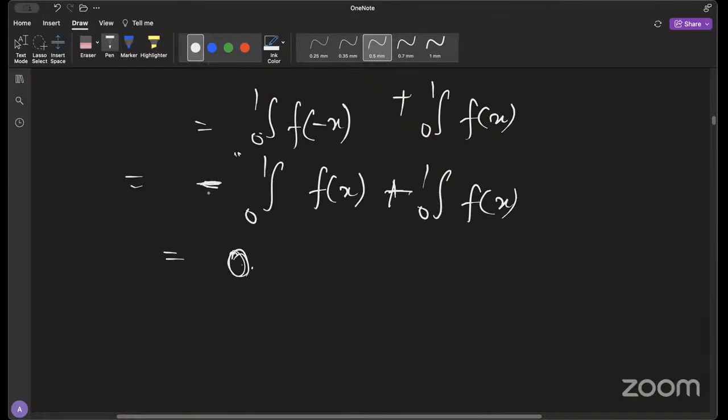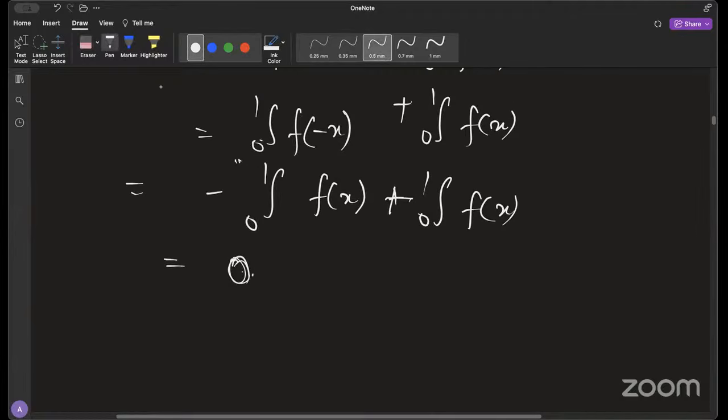Basically, the f(x) is odd here, so it will result to 0 by the property.